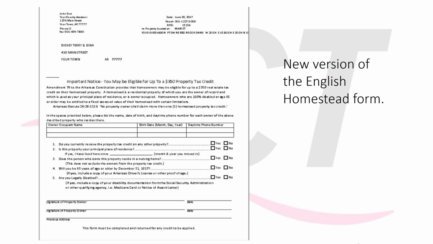Here is a sample of the new version of the English homestead form. You'll notice that it has some boxes for the taxpayer to fill in: owner-occupant name, their birth date, daytime phone number. It accommodates 2 owners, so in this case you could have one line for Terry Dickey and one line for Gina Dickey, and that way if one of them passes and you have to pass that homestead on to the other, or particularly the fixed over 65, you'll be able to do that with this same form. They won't have to fill out a new form if you have information on both of them.